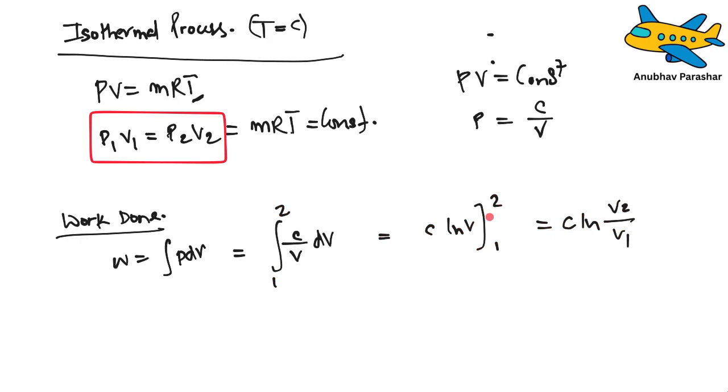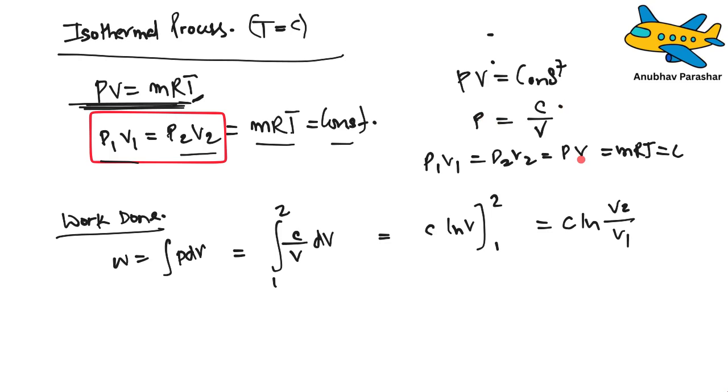Now what is the value of C? Now C is the constant. I can write P1 V1 is equal to P2 V2 is equal to PV is equal to mRT is equal to constant C. All these are equal to constant C. This is the equation, right? P1 V1 is equal to P2 V2 is equal to mRT is equal to constant. This is what the constant C is.